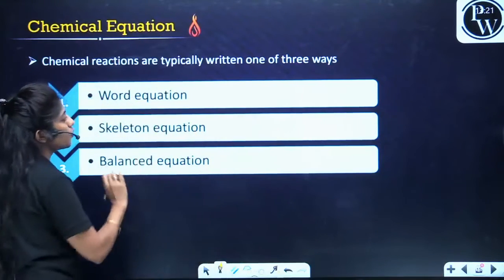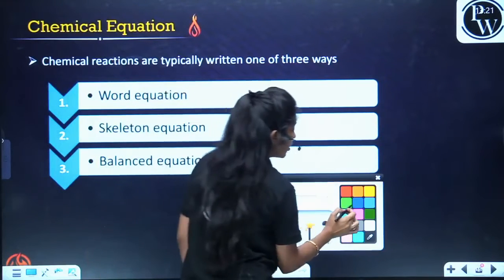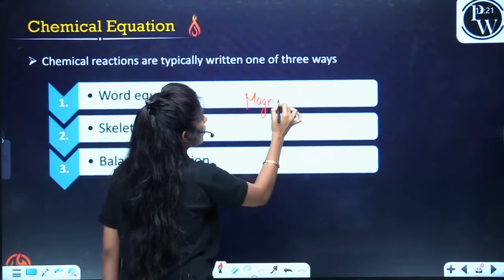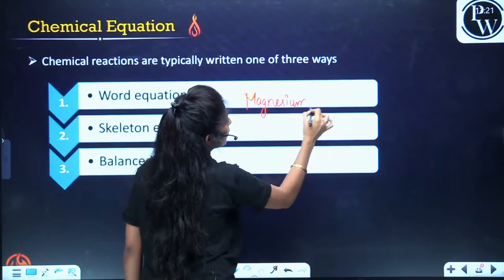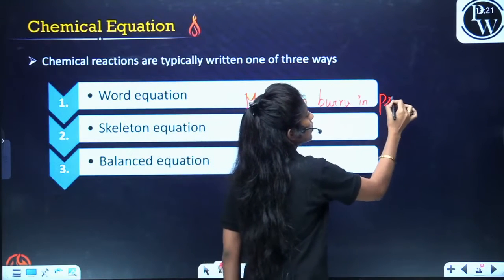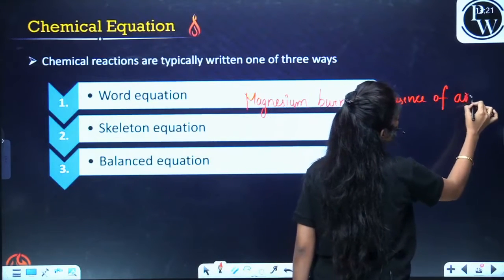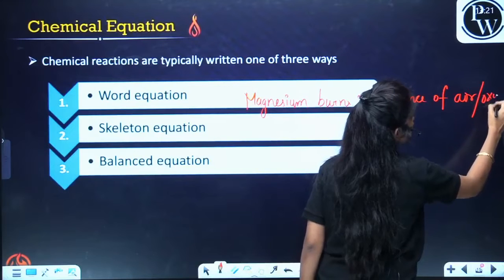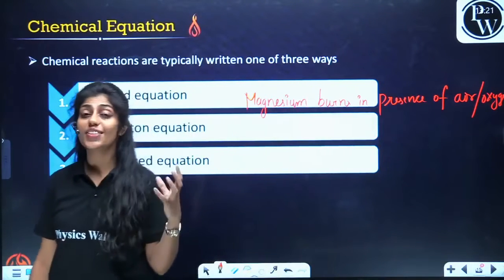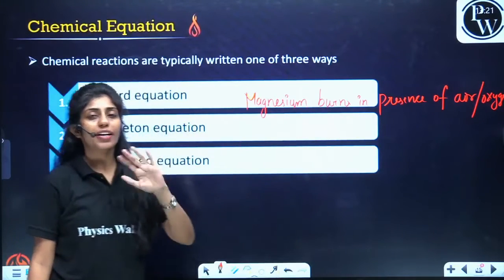One is the word equation. Suppose I am writing magnesium burns in presence of air or oxygen. So this is a chemical reaction, but it is written in the word form. Magnesium burns in presence of air. That is the word form.